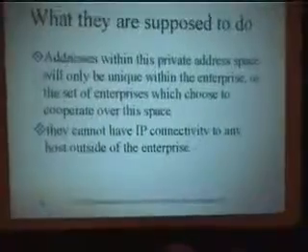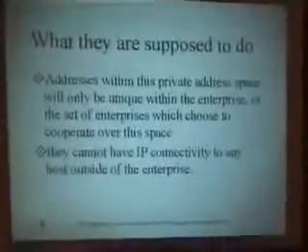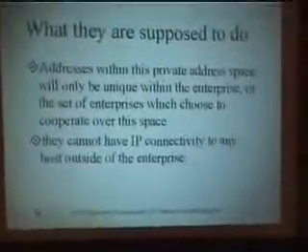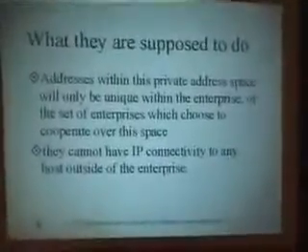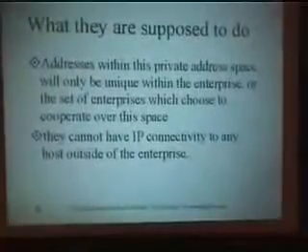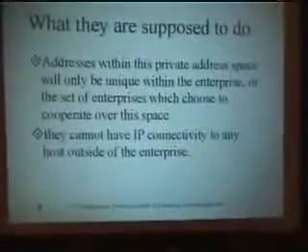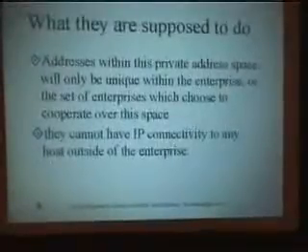They are delegated for use in private networks. This is what they're supposed to do. This is from the RFC. They are to be unique within an enterprise or a set of enterprises which choose to cooperate, but it's private, i.e. it's not supposed to appear in the big I public Internet. And these are for nodes that cannot have IP connectivity to any host outside of the enterprise or groups of the enterprise. These are numbers that should not be visible. You shouldn't see them on the Internet. They shouldn't appear in the routing tables.